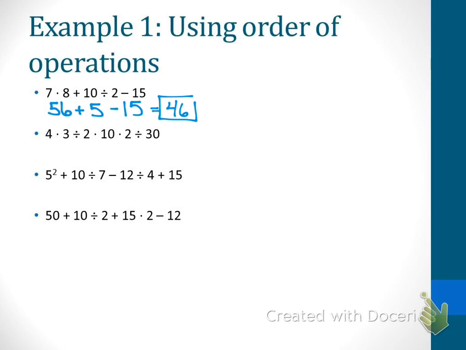So let's look at this next one. 4 times 3 is 12. I like to kind of just write it like this. And then 12 divided by 2 is 6. All right, and then 6 times 10 is 60. And then 60 times 2 is 120. And then 120 divided by 30 is 40. Not 40, just 4. Okay, 120 divided by 3 would be 40. Okay, so I kind of just solve it step by step.